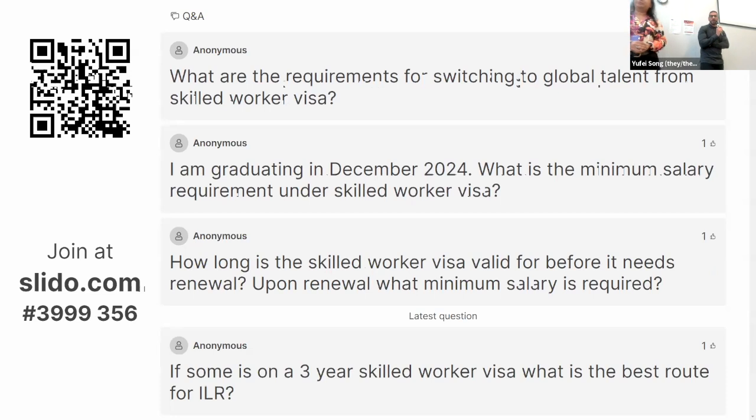So the next question is, what are the requirements for switching to global talent from the skilled worker visa? Just to let you know, the global talent visa is a 2-stage visa process. The first stage is to obtain an endorsement from one of the endorsing bodies, and that depends on what criteria you wish to rely on, whether, as I've explained when I was doing the slides, it's under creative arts, research in science or engineering, architecture, or digital technology.